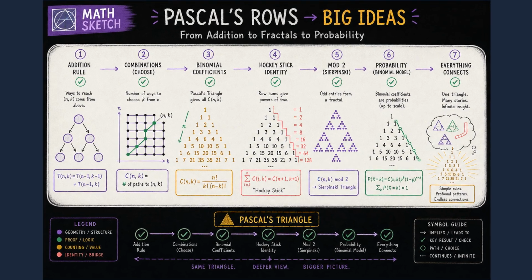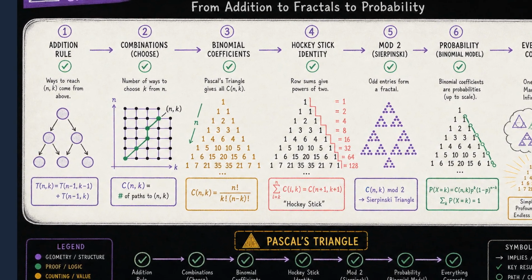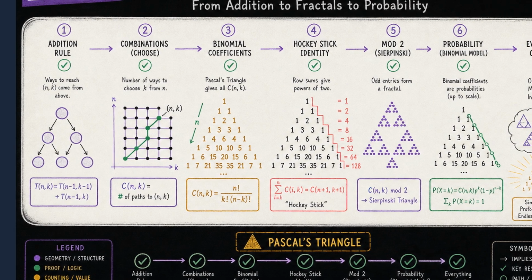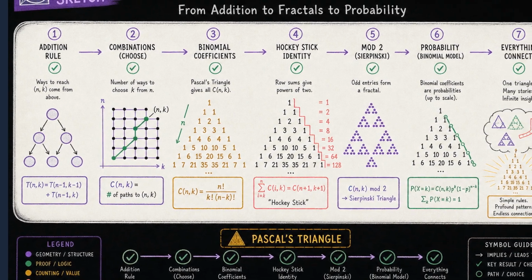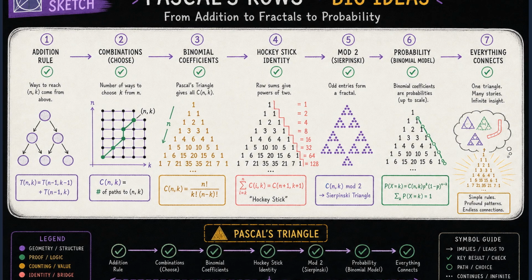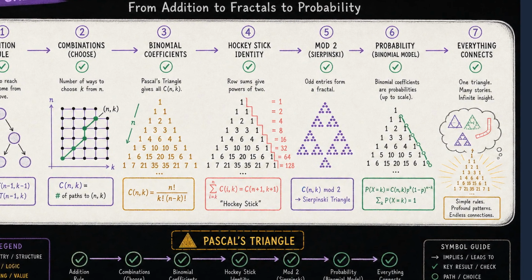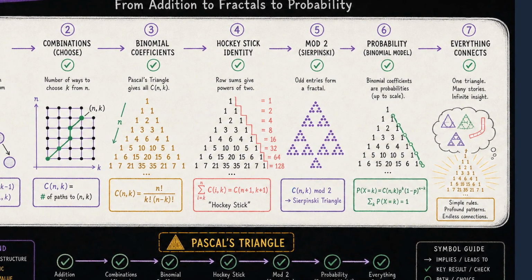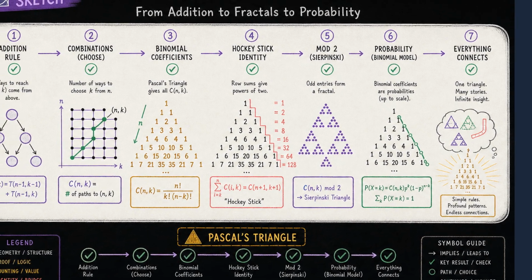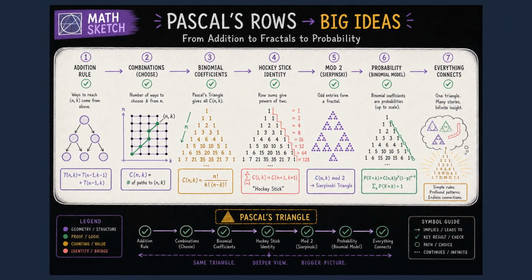Recap. Pascal's triangle builds each entry from the 2 above. Row n lists n choose k combinations and binomial coefficients. The hockey stick identity sums diagonals. Mod 2 shading reveals Sierpinski. Rows model coin flip counts. One simple rule generates a library of counting, algebra, and probability, all in chalk dust.